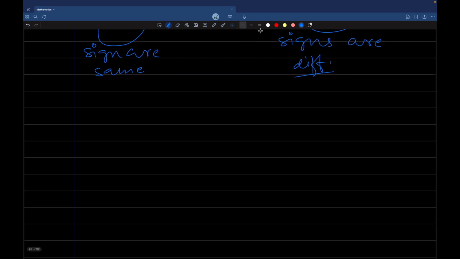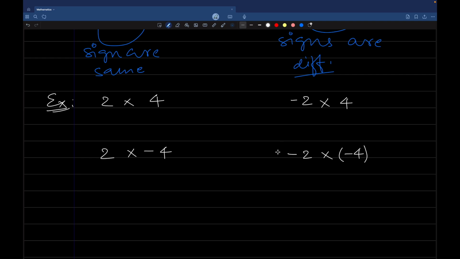Now let's take one example. In one example, everything will be covered about multiplication. We have 2 into 4, 2 into minus 4, minus 2 into 4, minus 2 into minus 4.